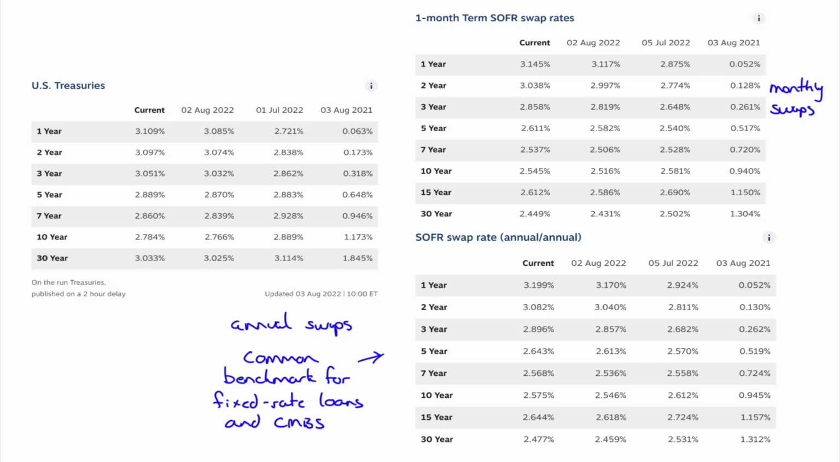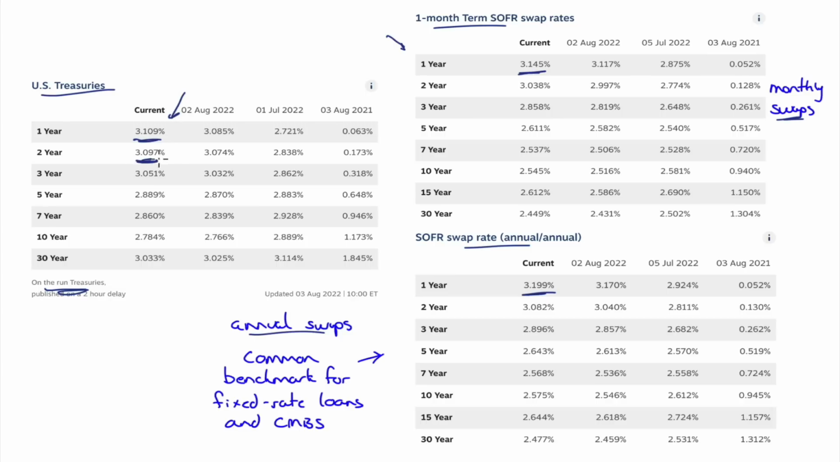Okay, let's compare U.S. Treasuries over here with two types of swap rates. Here are 1 month term swap rates, and here are annual swap rates. These are the rates that would be quoted if you're looking at entering into a swap with monthly resets. These are for annual resets. The 1 year here is based on the run treasuries, and these rates are based on secured funding, slightly over collateralized secured funding. 3.109, 3.145, and 3.199, both of them are higher than the UST rate.